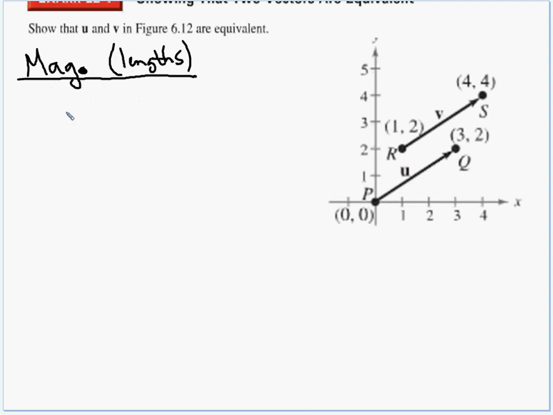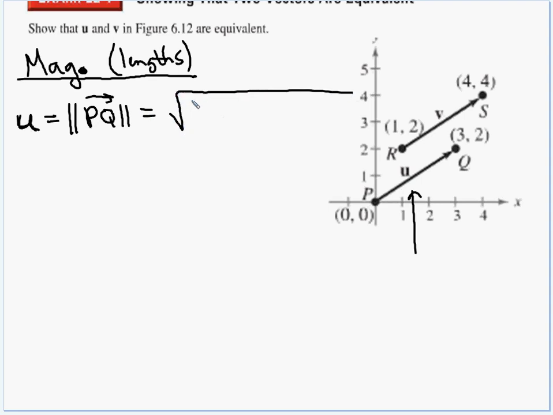So let's see here. We'll do the vector on the bottom first. This one here, u. Vector u, again, that's boldface. Its magnitude, that would be from P to Q. This vector u has the magnitude here. We're going to just use the distance formula. So I'm going to set up a big old radical, a couple squared quantities underneath. And for this vector u, I've got (3, 2) and (0, 0). So if I subtract, my x's will be 3 minus 0, and my y's will be 2 minus 0.